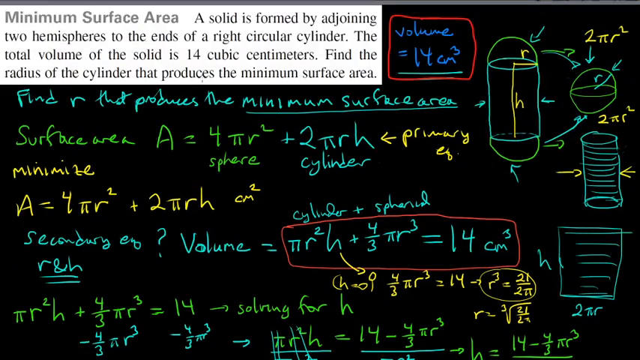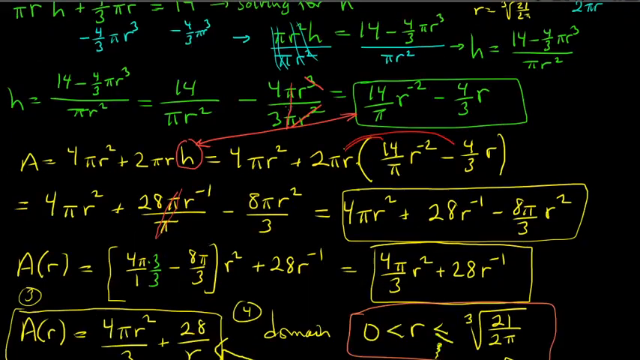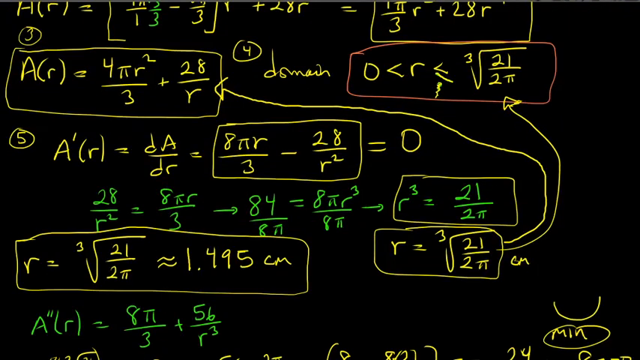So to answer the question, find the radius of the cylinder that produces the minimum surface area. And that's this answer right here. It's very close to 1.5 centimeters. In fact, they didn't say how far to approximate or how far to round. So if you said 1.5 centimeters, probably close enough.